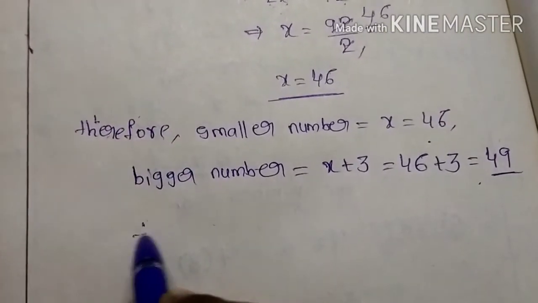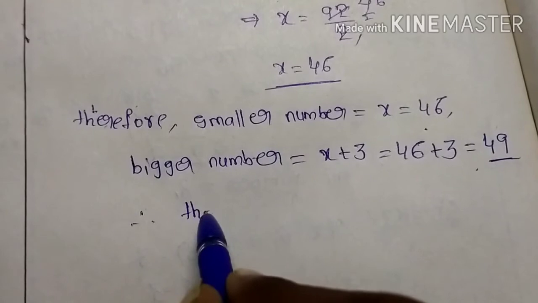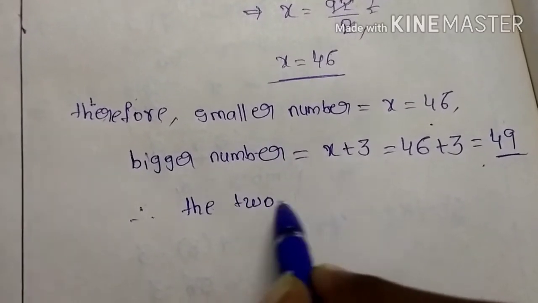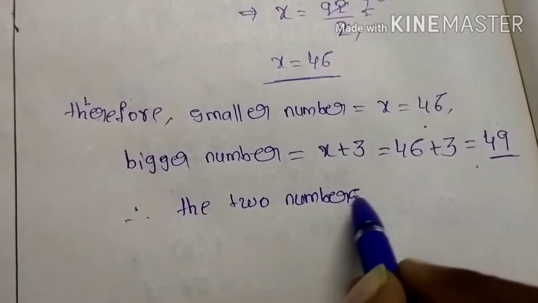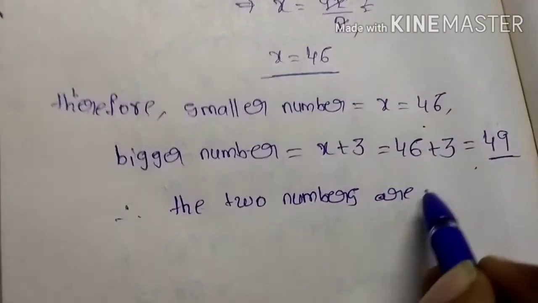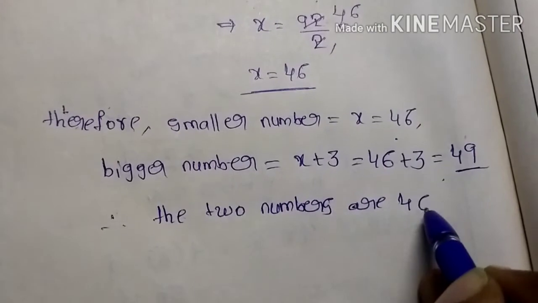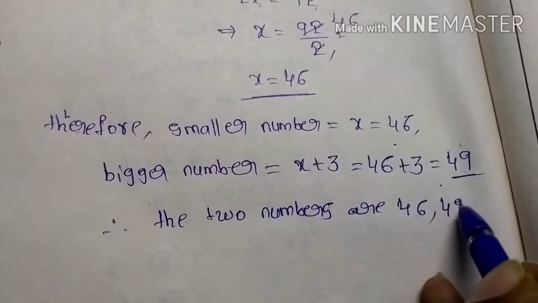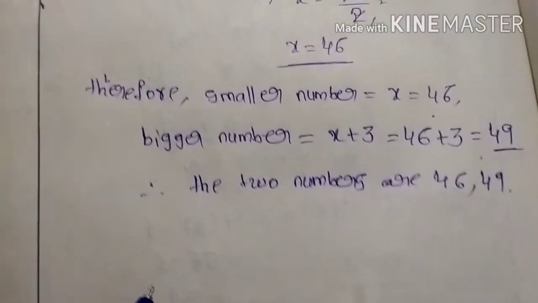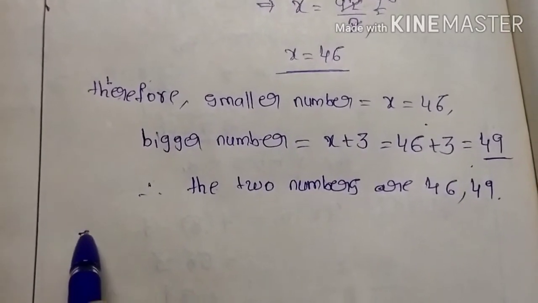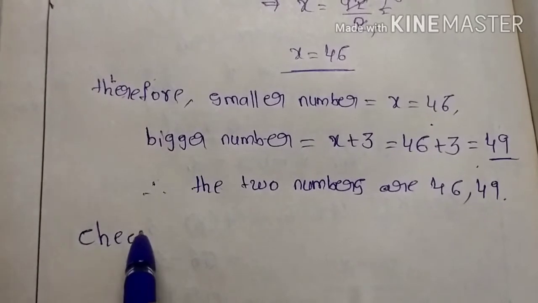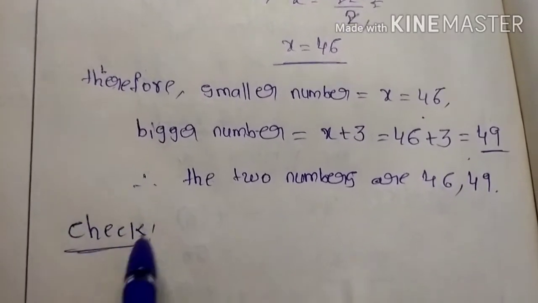Therefore, the two numbers are 46 comma 49. You can write here 49 comma 46 or 46 comma 49. Once you can check your results. See, how can you check? See here, how can you check?